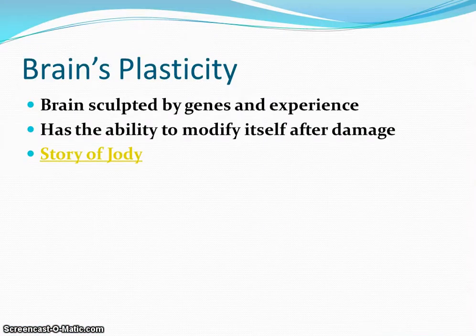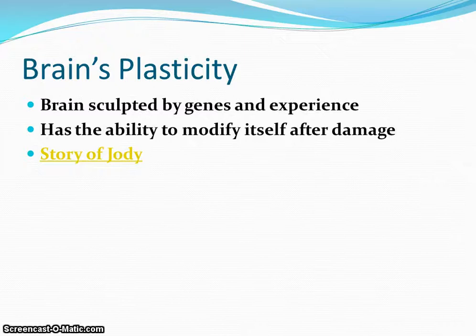The first thing I want to go over is how plastic the brain is, not literally, but our brain is an amazing organ in our body. It has so much plasticity, which means that it has the ability to modify itself after damage. The brain is sculpted by our genes and our experience. So if you have been denied a learning experience as a child, if you were never comforted, if you were never held, if you were never talked to and taught by someone else, your brain is not going to develop the same way that a normal child's would.